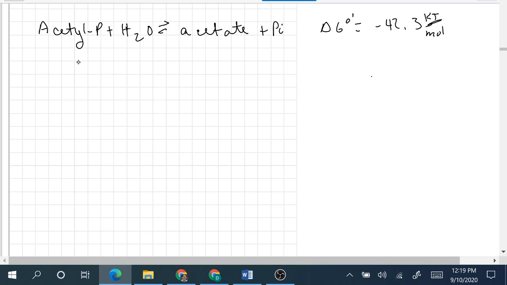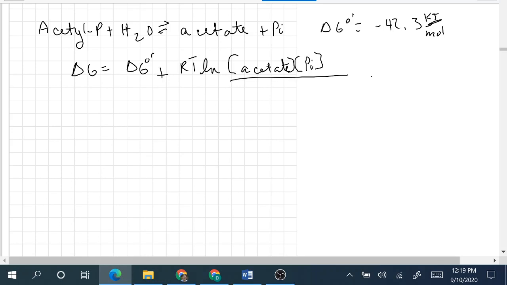Alright, so we can write this equation. This was from the chapter. Delta G is equal to delta G naught prime plus RT ln of products over reactants, which in this case would be acetate, inorganic phosphate concentration over acetyl phosphate. And we don't care about the water because it's a liquid, so it's not going to factor in here.